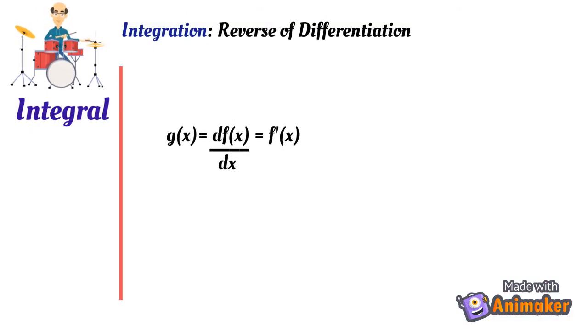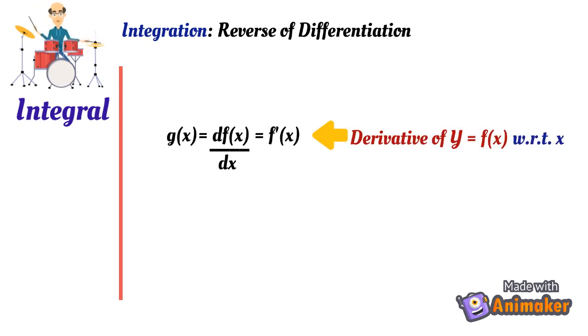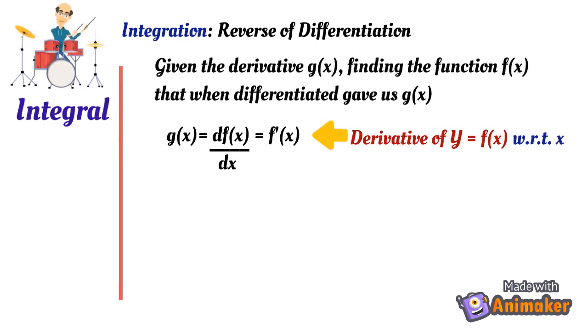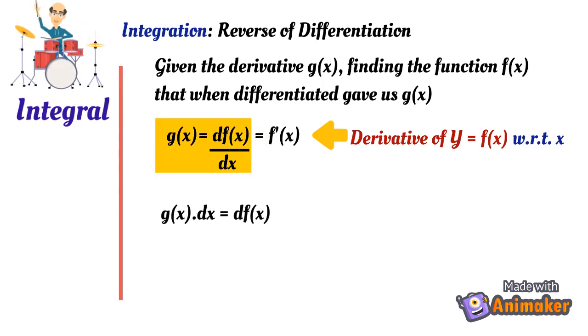The reverse operation to differentiation is called integration. Suppose g of x is the derivative of y, that is f of x, and we must mention that it's a derivative with respect to x. The method to find out what is f of x when we are given its derivative g of x is called integration. So let's start by writing g of x as follows. g of x is equal to df of x by dx. Multiplying both sides of the equation by dx, we get g of x dx is equal to df of x.